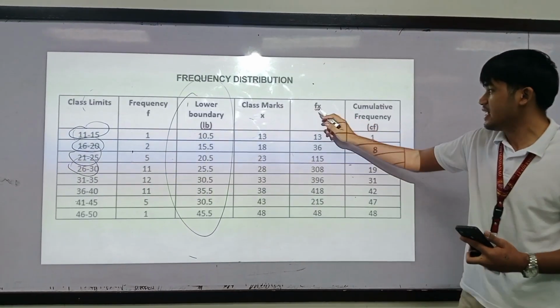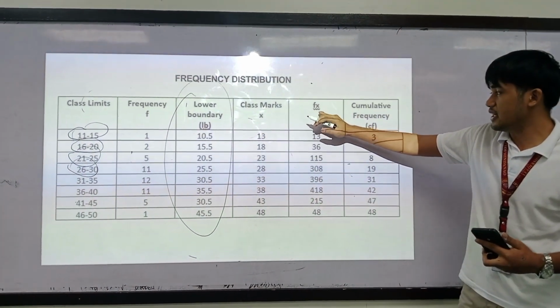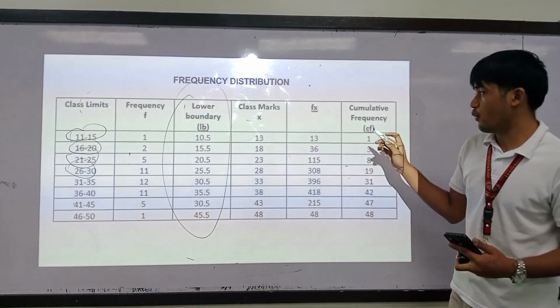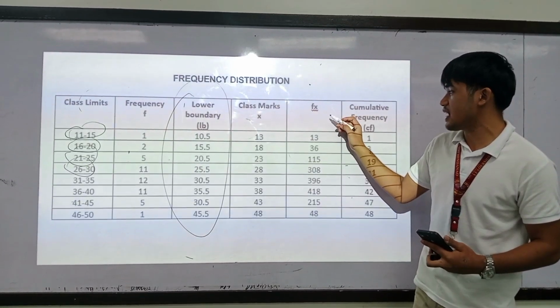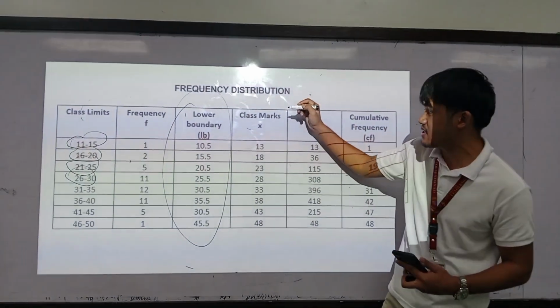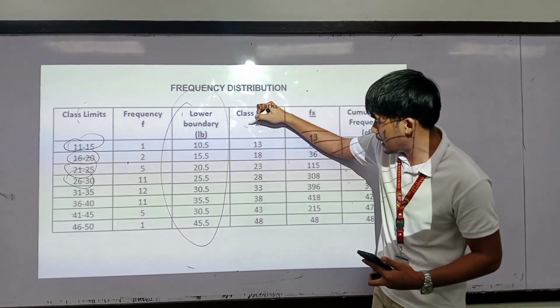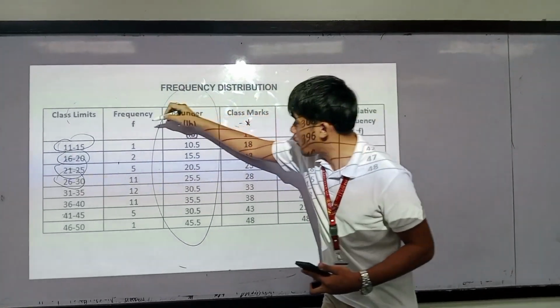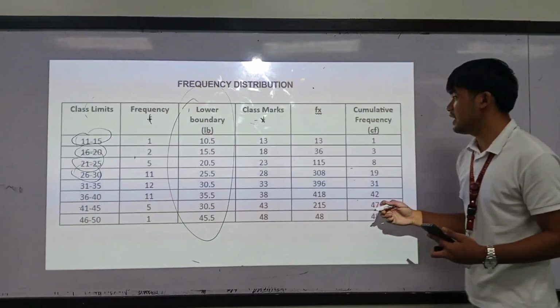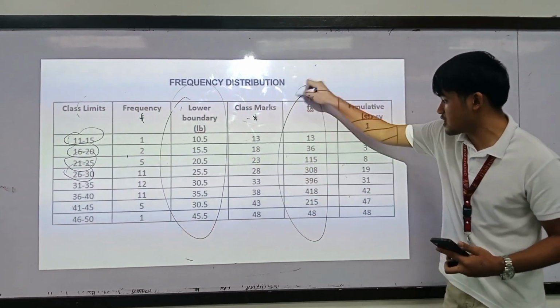And then lastly, thirdly is the f times x. In order to get that, we will just need to multiply this x to our frequency. And then you can get these values.